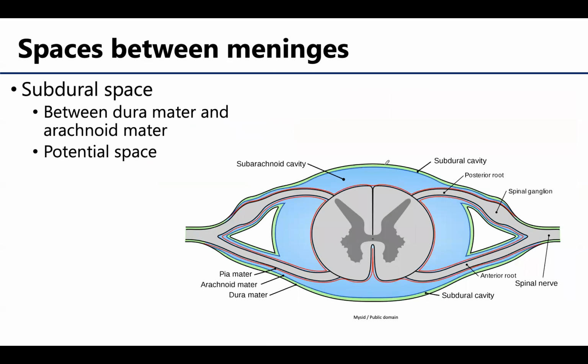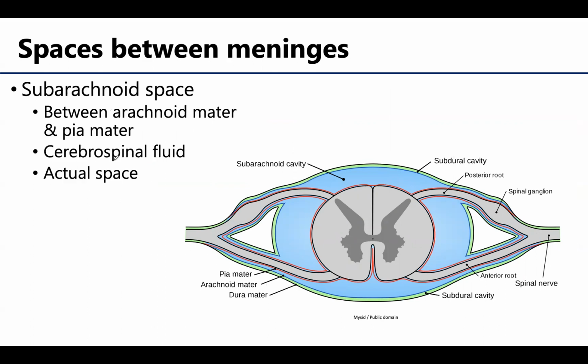The subdural space is a potential space in both the cranial and spinal regions and is located between the dura and the arachnoid mater, which are typically very closely adhered to one another. So this is a potential space in both.